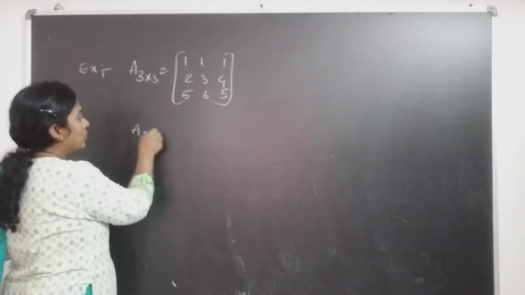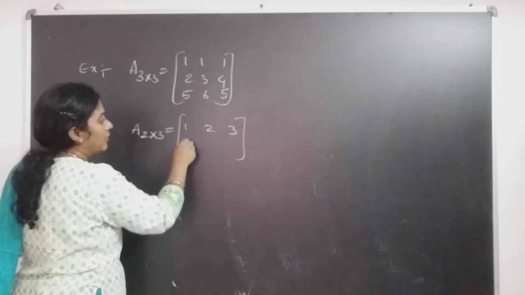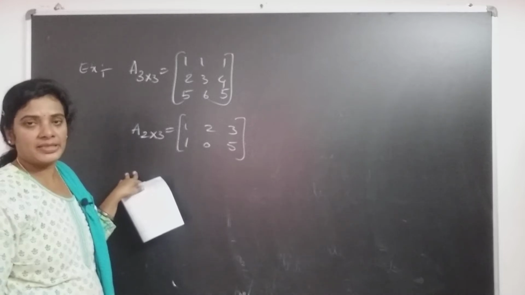And one more example, 2 rows with 3 columns. Then that is 1, 2, 3, 1, 0, 5. It is a 2 by 3 matrix. You can take any example.